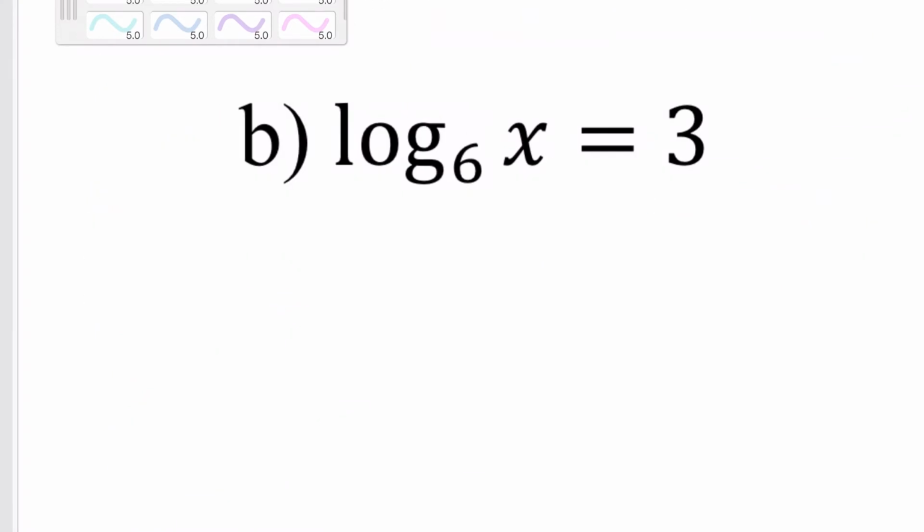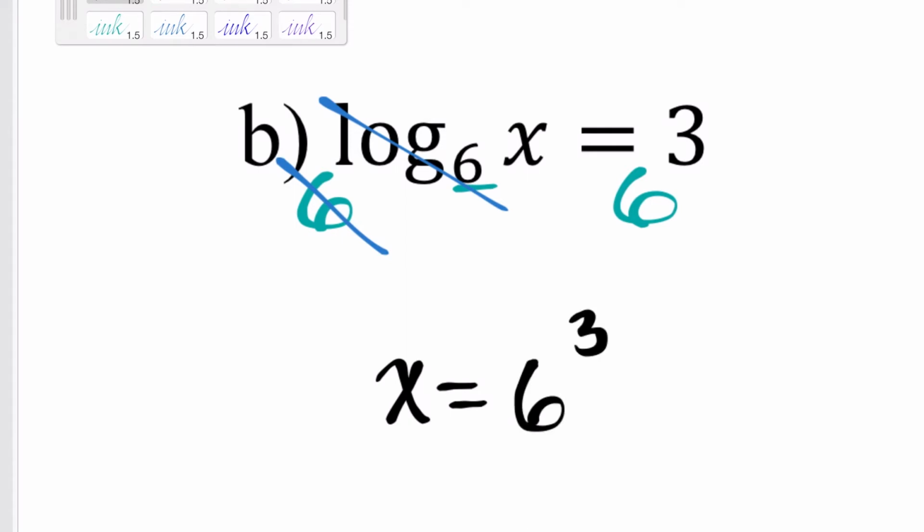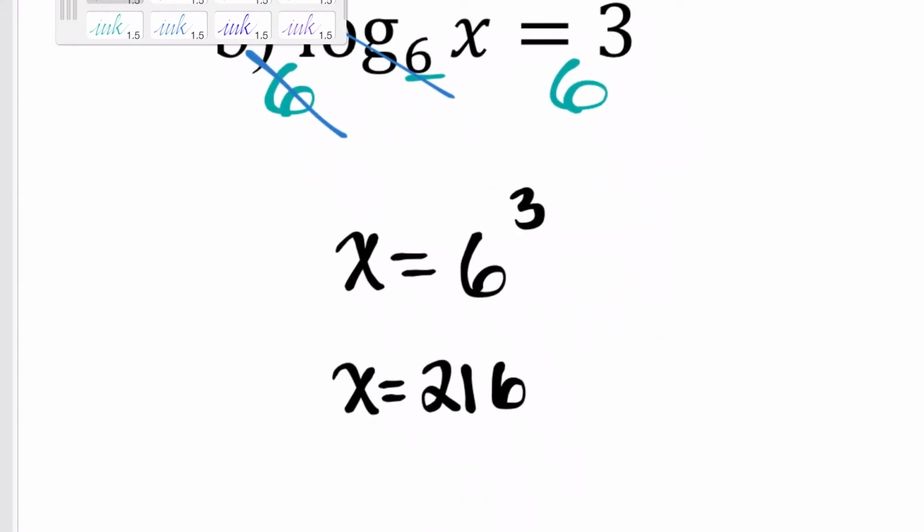My next one, the logarithm is already alone. There's nothing adding or subtracting with it, nothing multiplying or dividing. And so now I need to get rid of that log in order to get the x by itself. Because it's a log base 6, I'm going to base 6 both sides. The log base 6 and the base 6 will cancel out, leaving me with x being equal to 6 to the 3rd power. And 6 to the 3rd power is 216. And we're done.